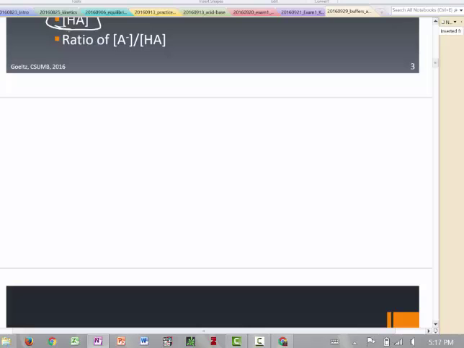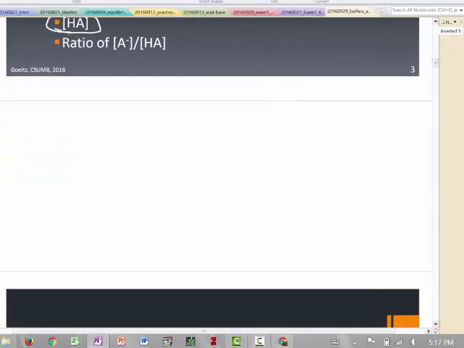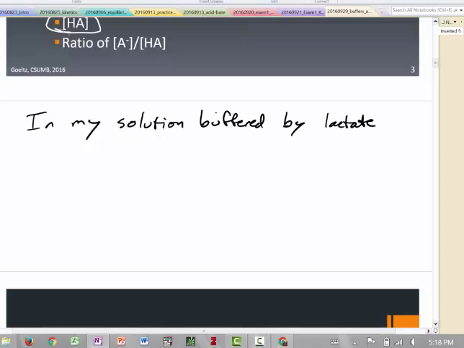Okay, so let's take the Henderson-Hasselbalch equation and set it up so that HA is the only variable. In my solution, not your solution, I have lactate buffered, for which the pKa is 3.86. Why do I always do lactate? Because it's a pKa I remember.